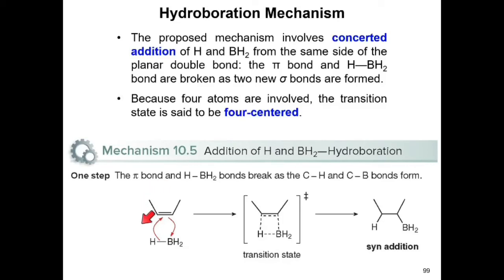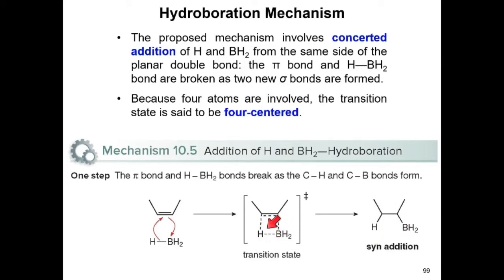You can see here that this involves a concerted reaction, which means that it all happens in a single step. There's no reactive intermediate, there's no carbocation involved. In this reaction, you can see that a pi bond is broken between the two carbon atoms involved in the double bond. A sigma bond is broken between the hydrogen and boron, and then two sigma bonds are formed. One between the carbon and the hydrogen atom, and the other one is between the carbon and the boron atom. And notice that the hydrogen and the BH2 are added on the same side of the molecule. So this is syn addition.